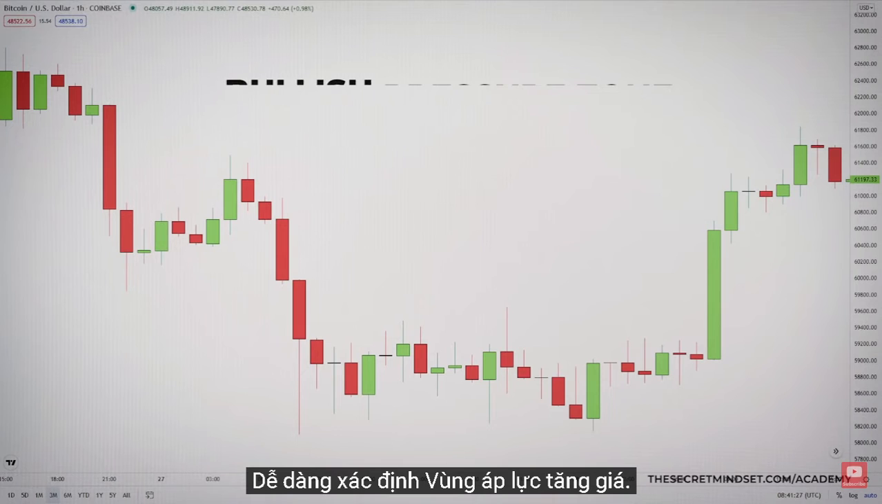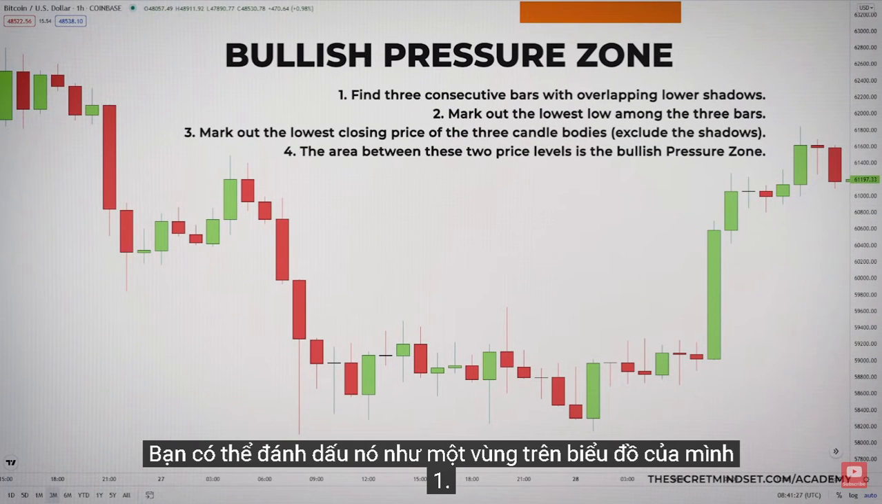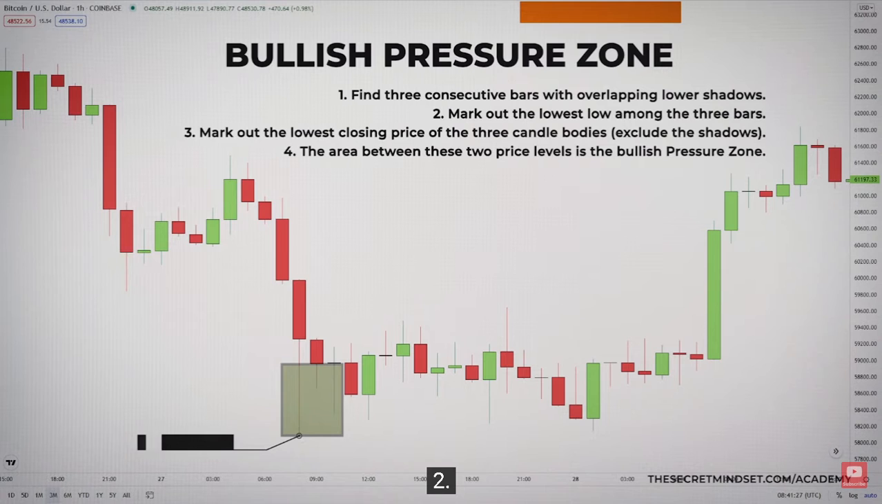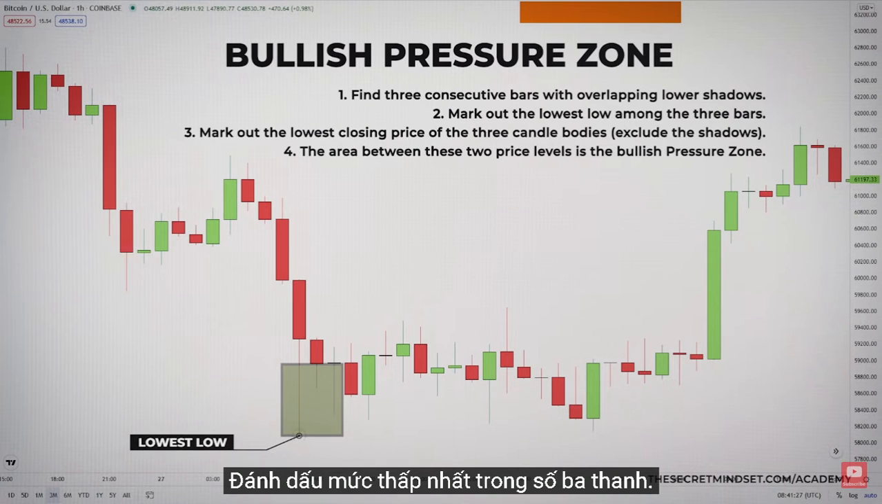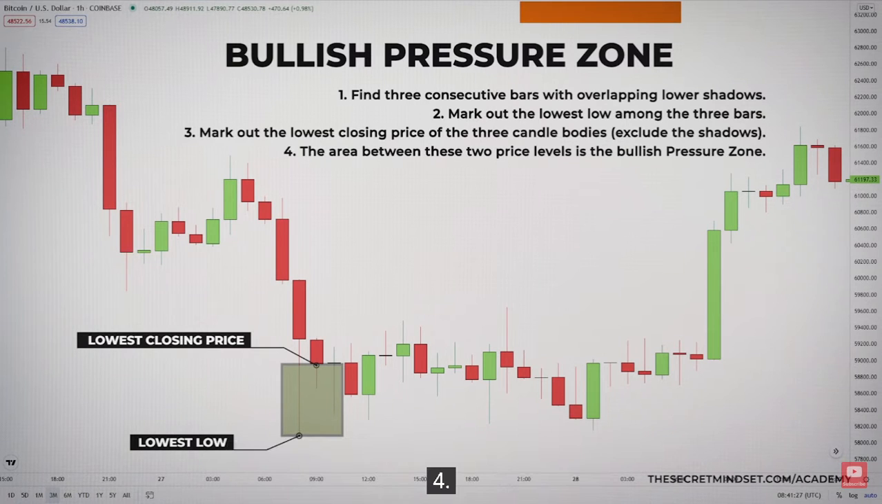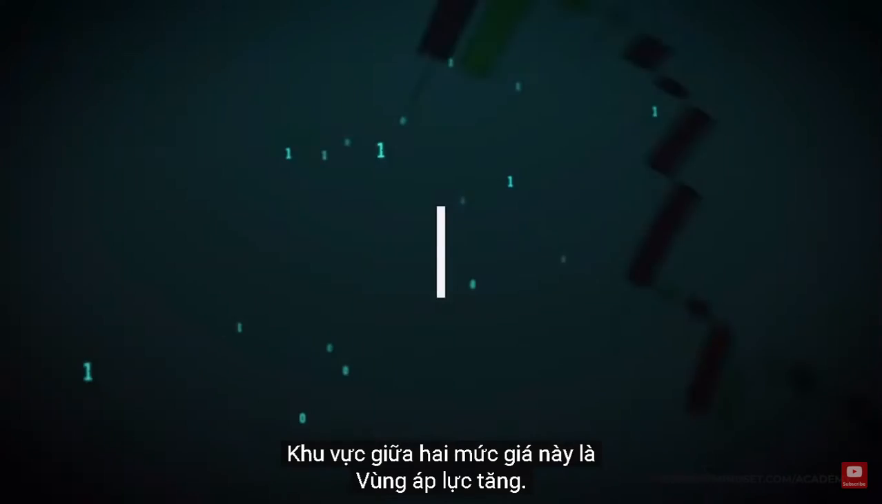A bullish pressure zone is easy to identify. You can mark it out as a zone on your charts. Find 3 consecutive bars with overlapping lower shadows. Mark out the lowest low among the 3 bars. Mark out the lowest closing price of the 3 candle bodies, so exclude the shadows. And the area between these two price levels is the bullish pressure zone.